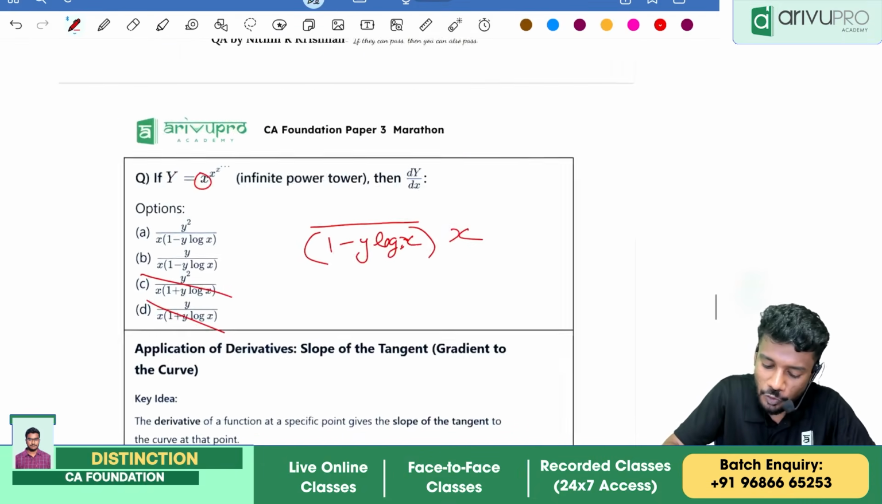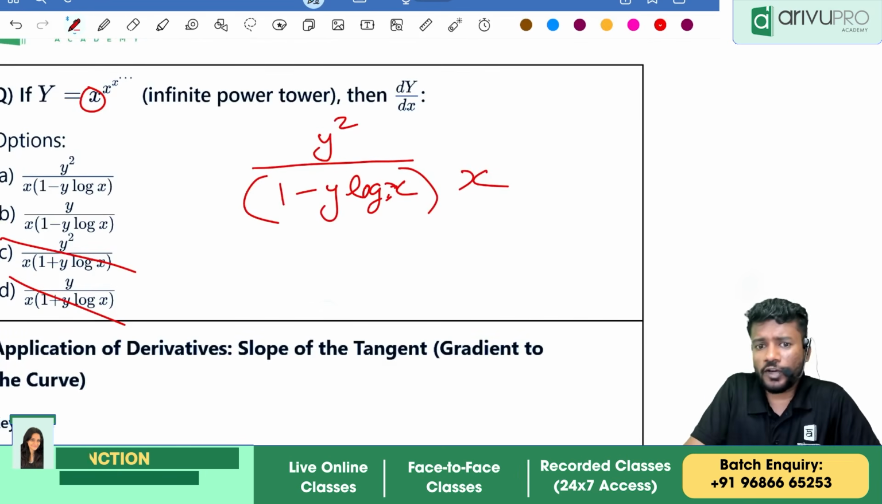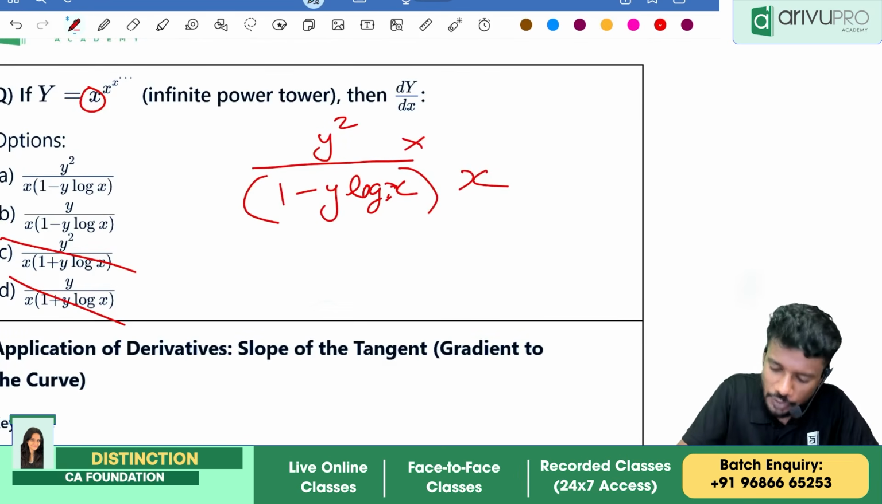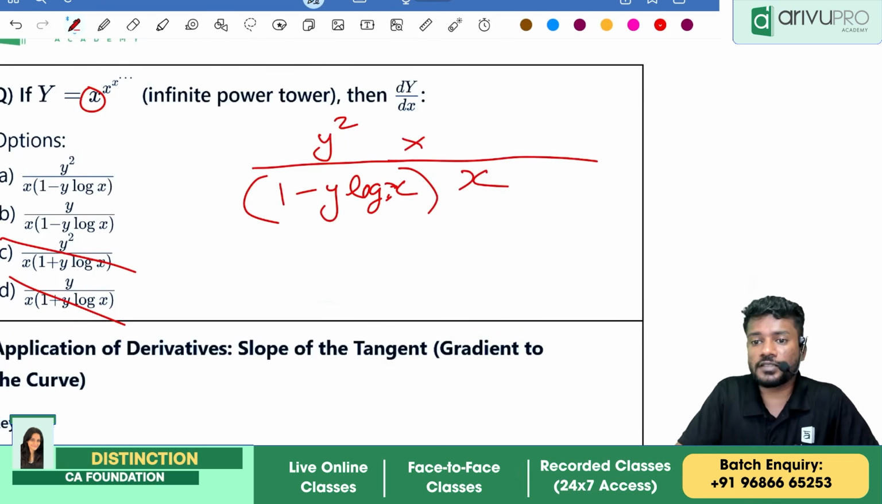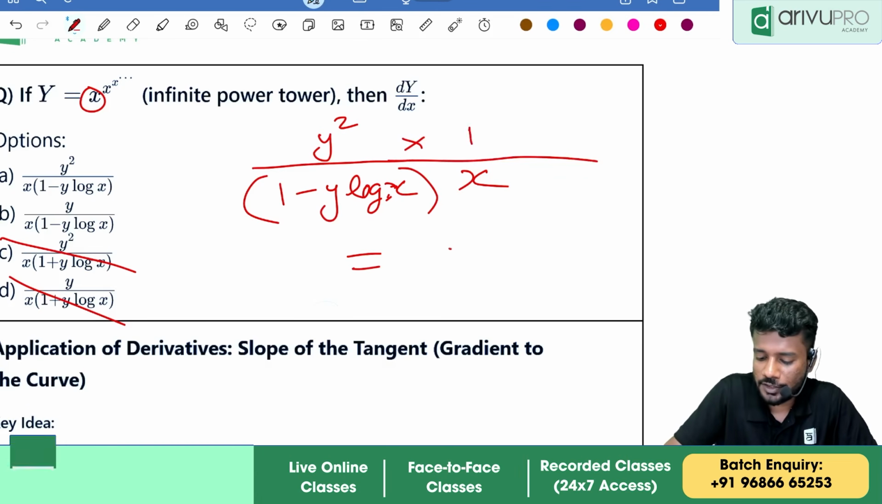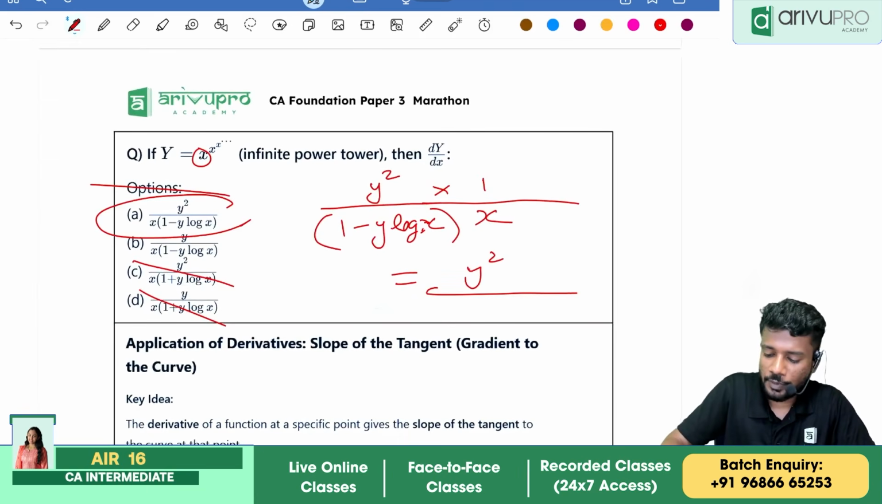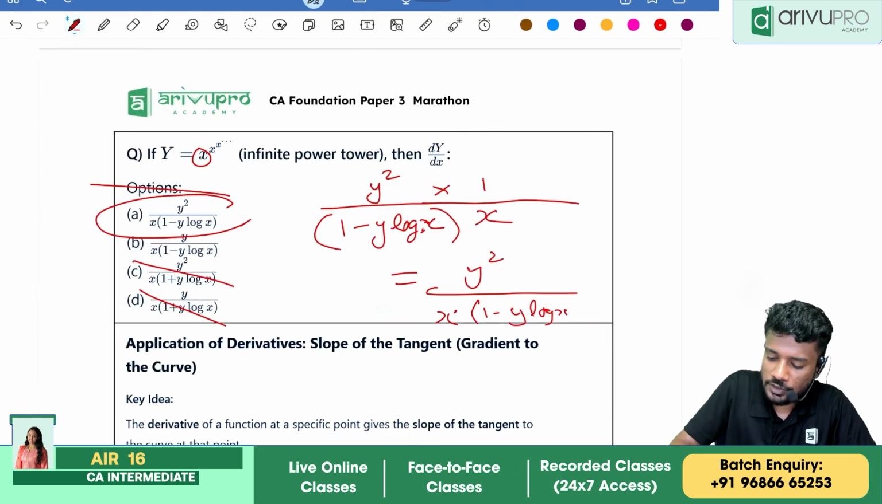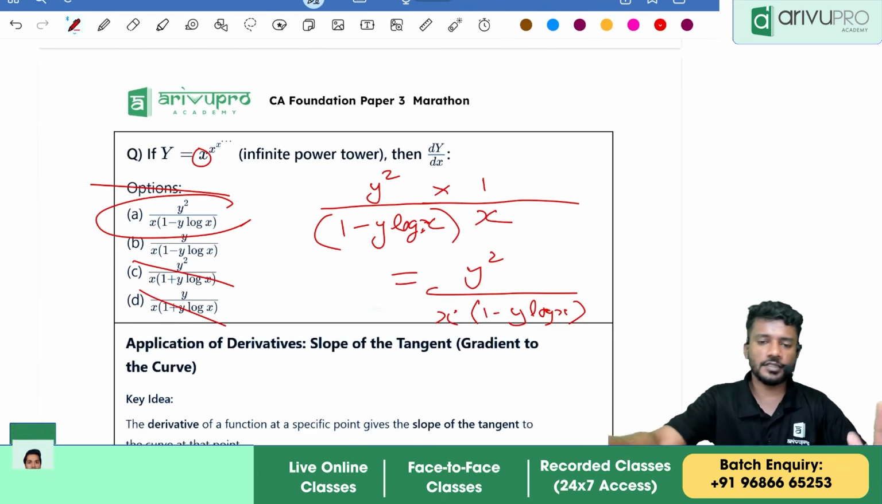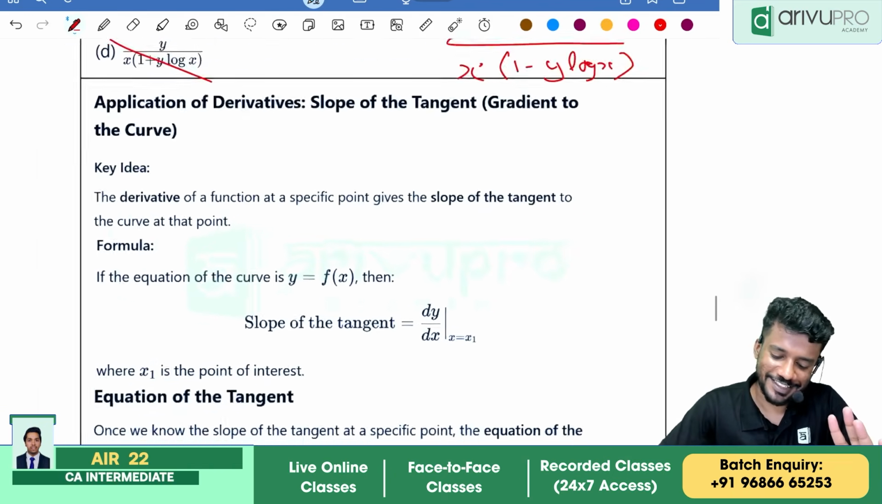Now we need to write the numerator. The numerator is y square into f dash of x. That means the derivative of x, that is how much? 1. How much is the answer? y square divided by x into 1 minus y log x. One step answer if you know this. Otherwise, 1000 step answers. Yes.